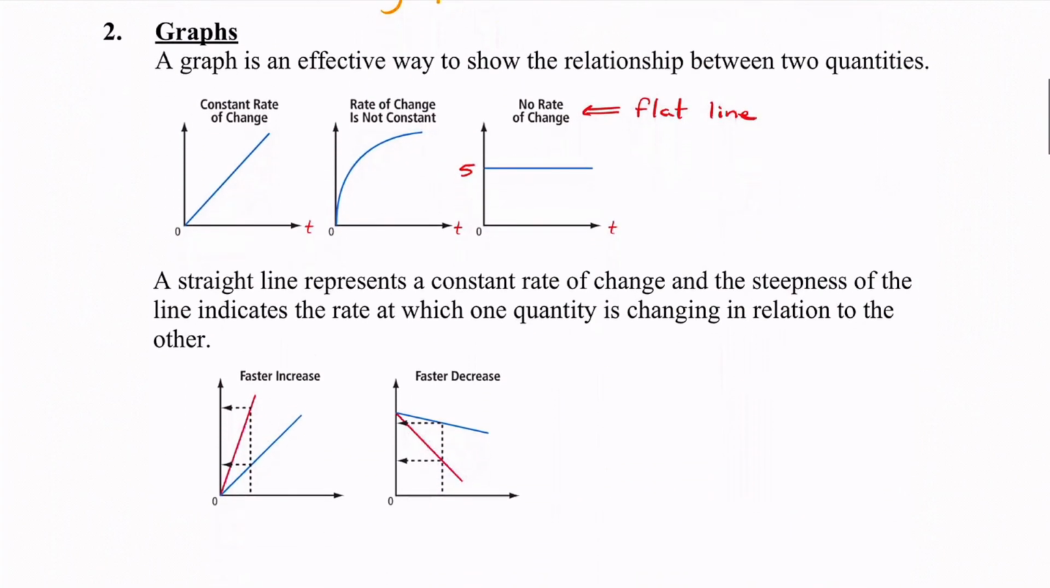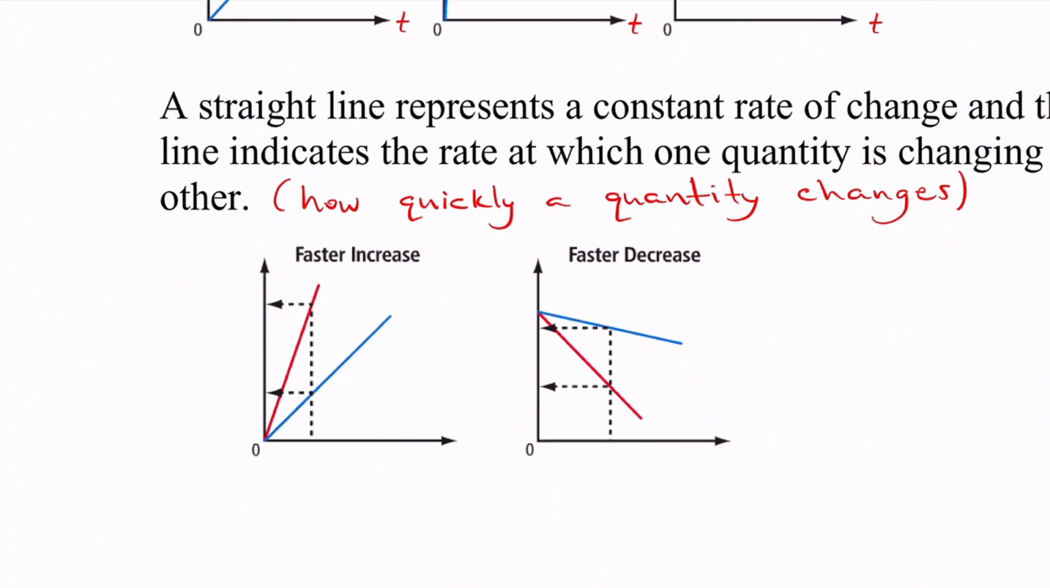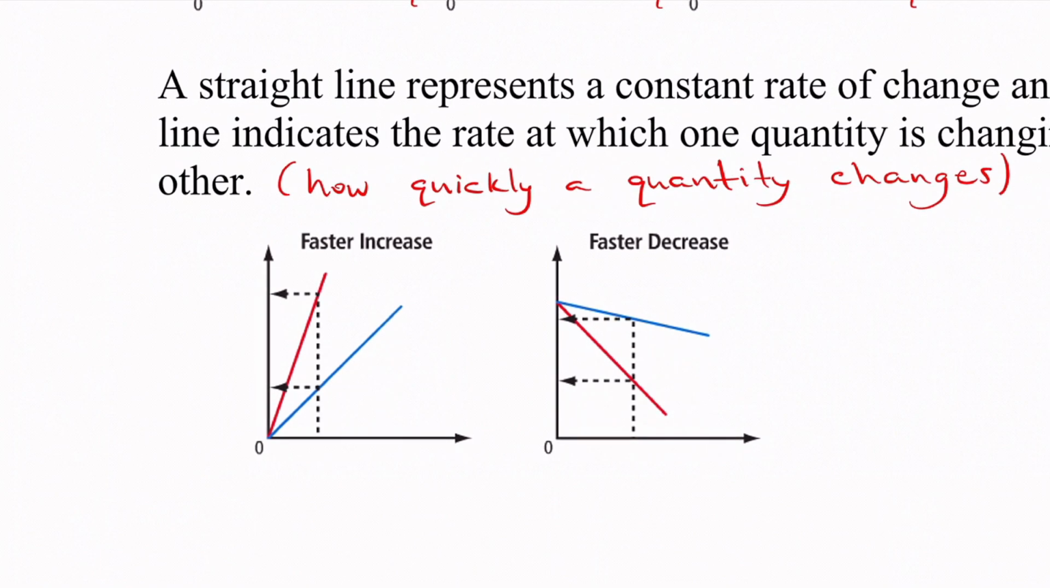And then moving to this last little bit, it says a straight line represents a constant rate of change, and the steepness of the line indicates the rate at which one quantity is changing in relation to the other. So really what this is saying is how quickly a quantity changes. So I'm just going to zoom in and we'll look at each one of these. I can see with these two here, it is increasing, it's going up, and one of them is moving a lot faster upwards, it's increasing quicker, and that one is this one. So this one is moving faster, and the other one is moving slower.